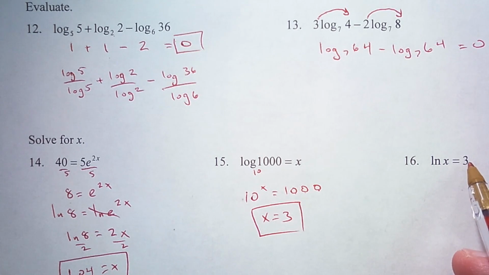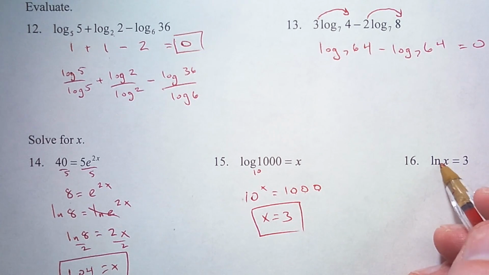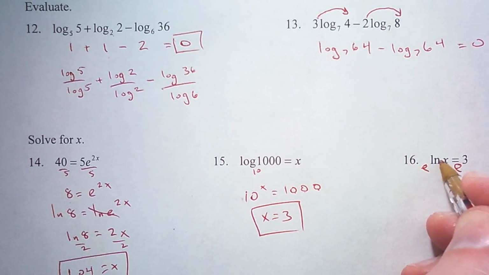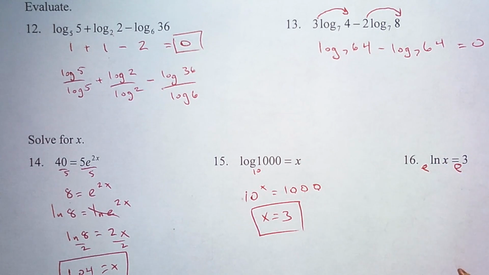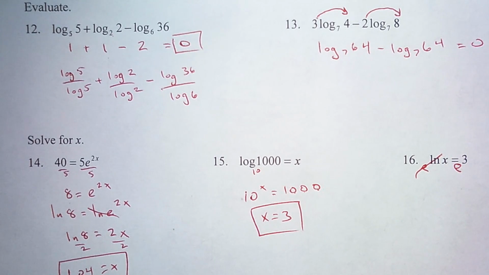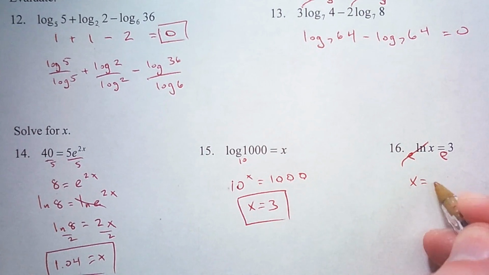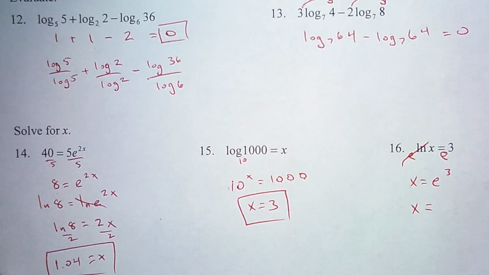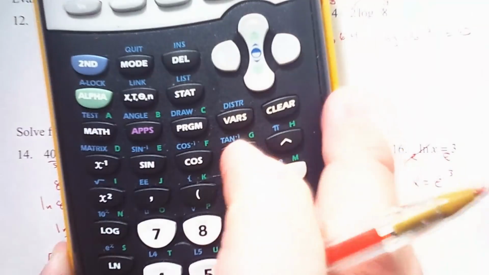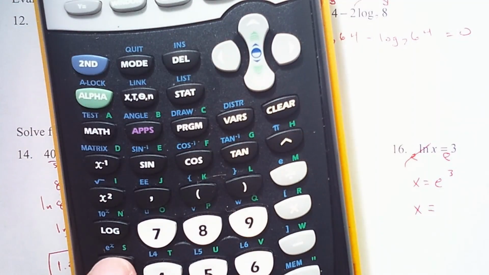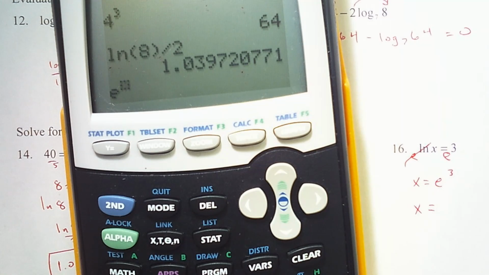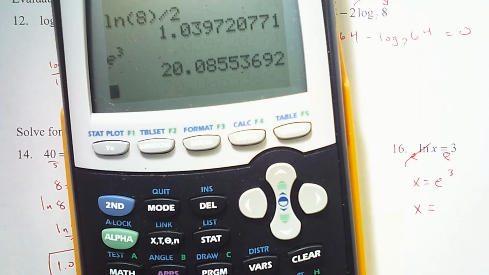Natural log x equals 3. So natural log is log base e. So let's make both sides a base e. So this is e to the natural log x equals e to the third power. And that cancels. So we get x equals e to the third power. So we have second, and then this button right here, e to the x. So we have e to the third power, 20.09.